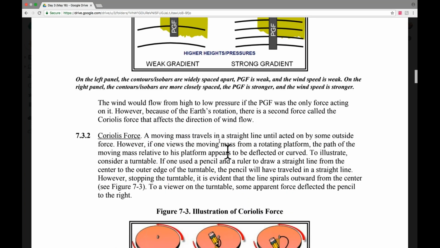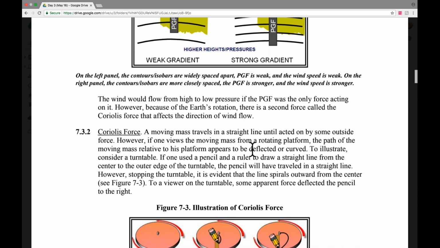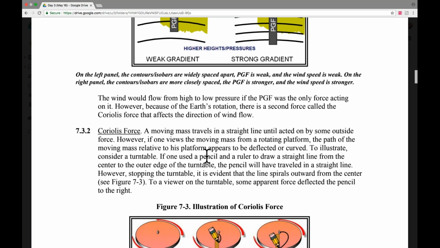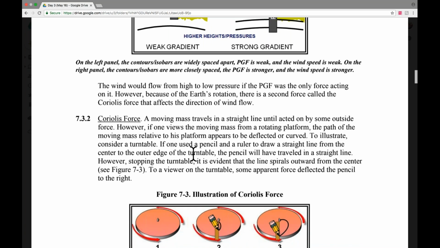So the second force that's acting and creating wind is the Coriolis effect. A moving mass travels in a straight line until acted upon by some outside force, right? Now, isn't that one of the Newtonian laws? One of Newton's laws. However, if one is viewing the mass from a rotating platform, the path of the moving mass relative to its platform appears deflected or curved.